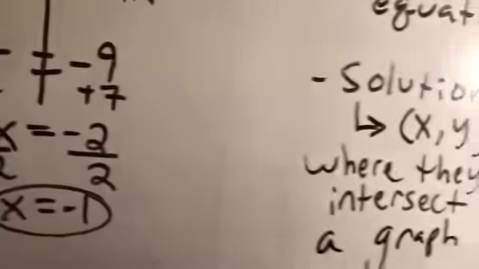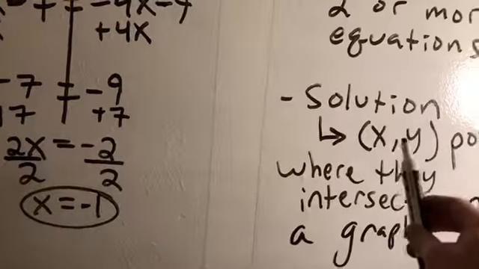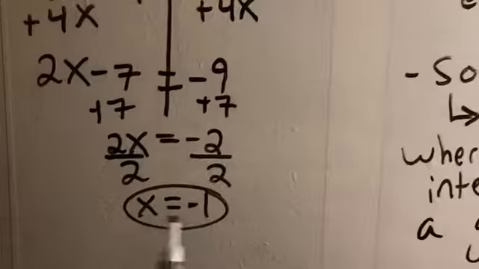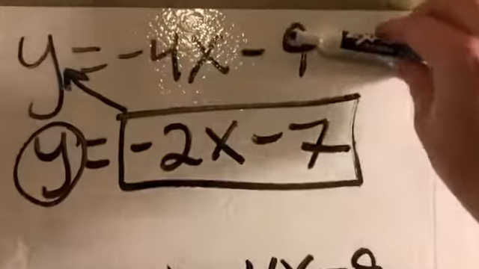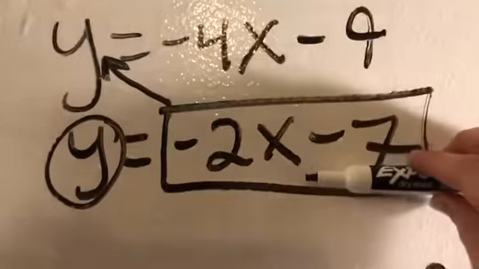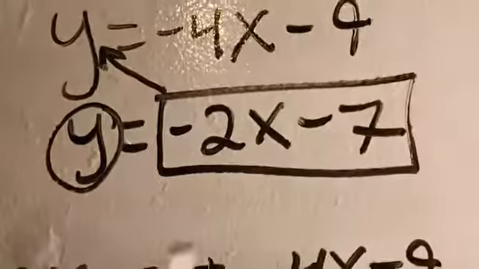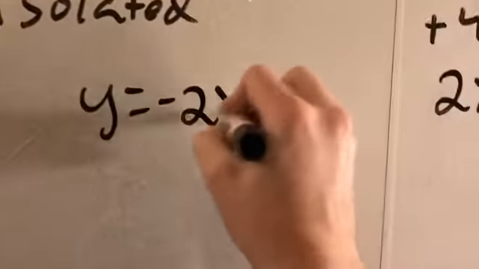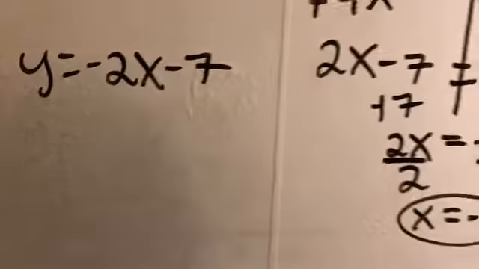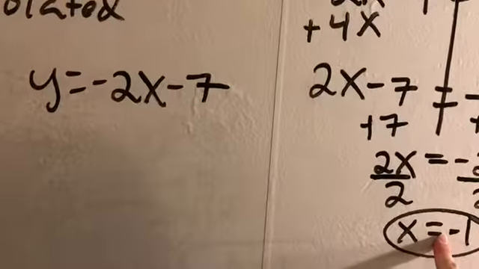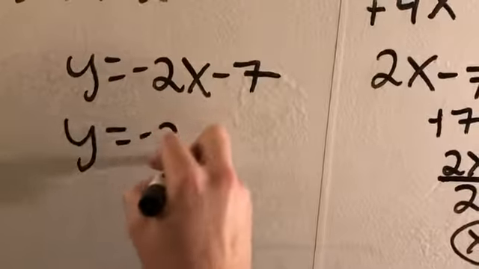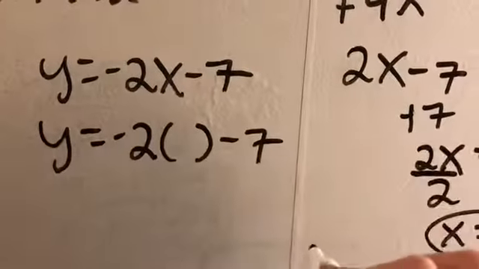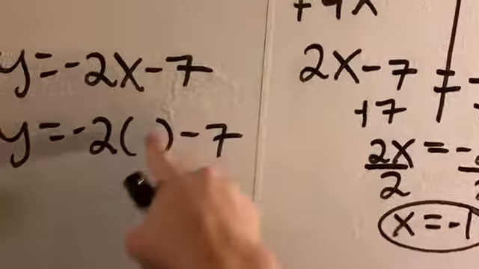But remember, we're not done until we have an answer for both x and y. So we have x. In order to get the y value, we go back and we choose one of the original equations and plug in our answer for x. So I'll take this bottom equation, y equals negative 2x minus 7. And now I'll plug in my answer of x equals negative 1. So where x used to be, I'm going to make that a parentheses. And now I'll be able to put that negative 1 there.